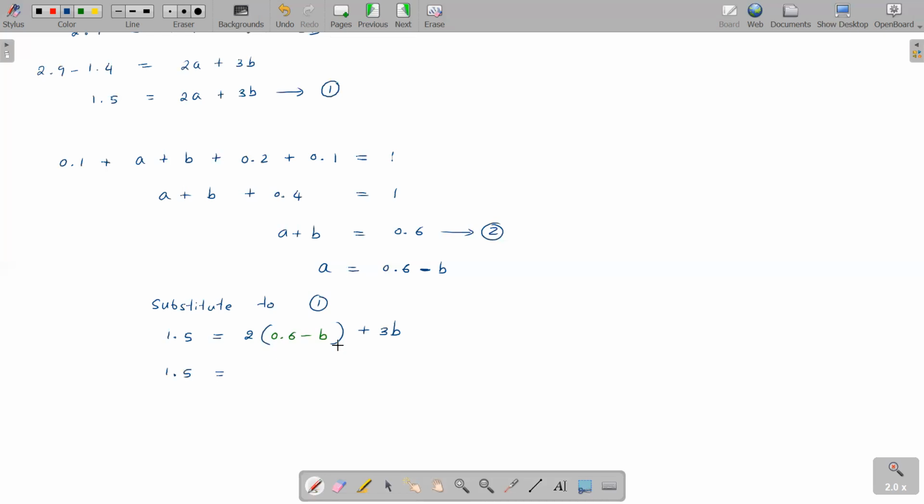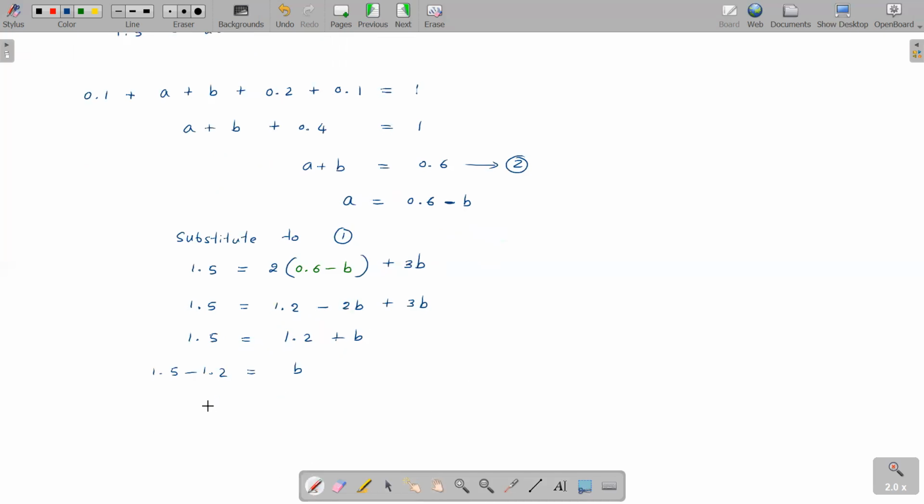1.5 equals 2 into 0.6, which is 1.2, and 2 into b is 2b, plus 3b. So 1.5 equals 1.2 plus 2b plus 3b, which is 1b, right? 1.5 minus 1.2 equals 1b, which is how much? b is equal to 0.3. Are you with me? b is equal to 0.3, and let's substitute the b value.